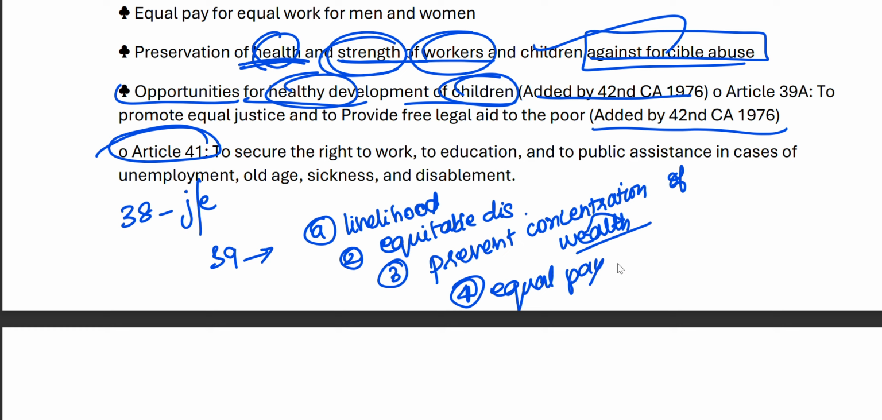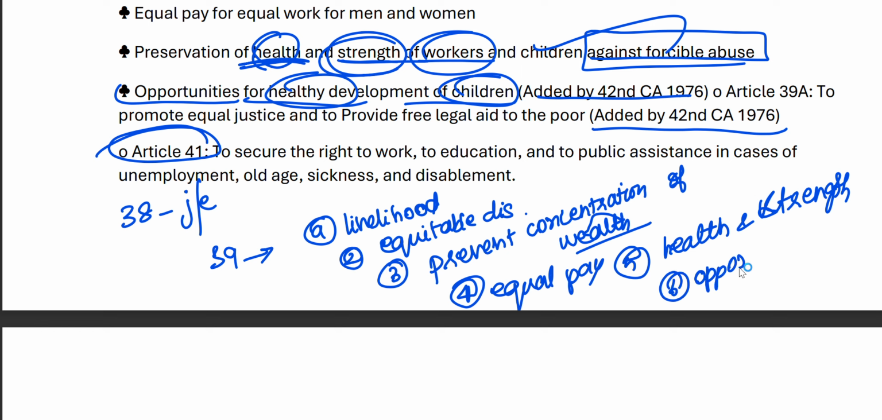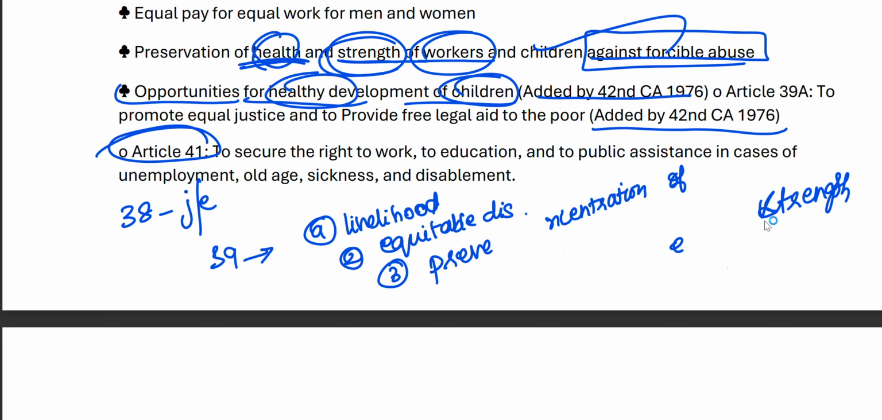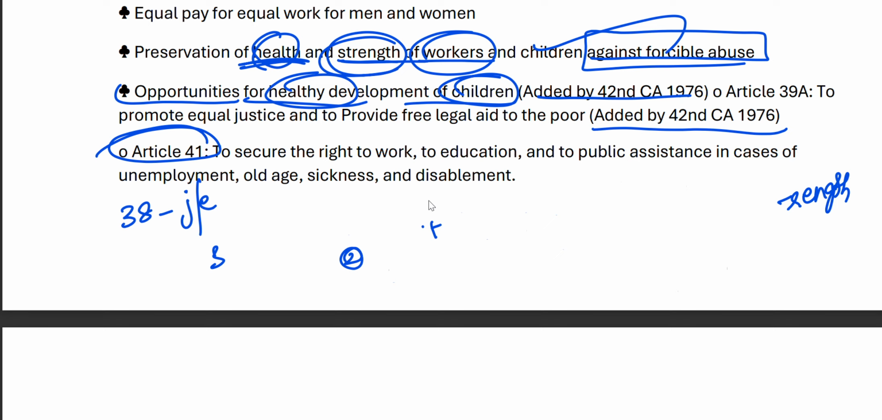Wealth is related to equal pay, right? Once equal pay is also done, we have to protect the health and the strength of the workers and the children from forcible abuse, and provide opportunity for the healthy development of the children. Then we have free legal aid. 40 is a Gandhian principle, right? Now, when it is related to health, wealth, distribution of the resources, they are economic, social, they fall under the social category.